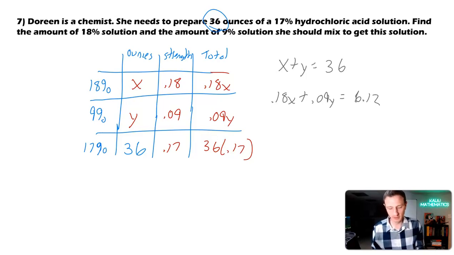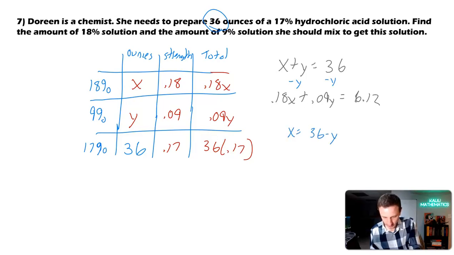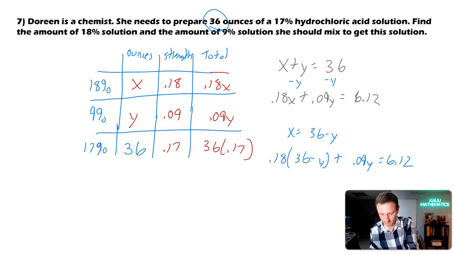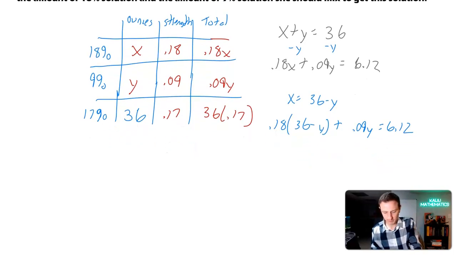And there's our system. So now we can just go through and solve that. So I'm going to subtract Y from both sides. So X equals 36 minus Y. Substitute it into there. So 0.18 times 36 minus Y plus 0.09 times Y is equal to 6.12. Be pretty quick about the solving here. So 0.18 times 36 is 6.48 minus 0.18y plus 0.09y equals 6.12.